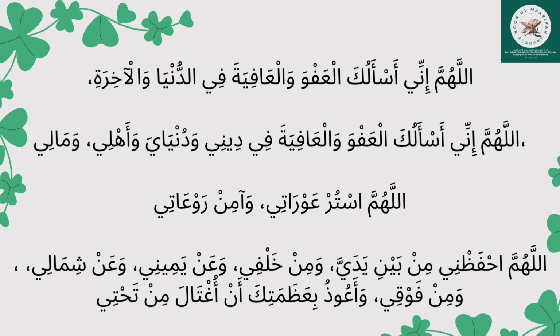What is the third thing you're asking afiyat for? Wa ahli. Ahli is family members, close people around you. Wa mali, wealth. So basically in these two lines you're asking afwa and afiyah for four things. Fi dunya wal akhirah, that is the life of hereafter and this world. Fi dini wa dunyaya, that is your matters of hereafter and the matters of this world concerning you. Wa ahli, third thing afiyat that you're asking for. Wa ahli is family members, close people around you.